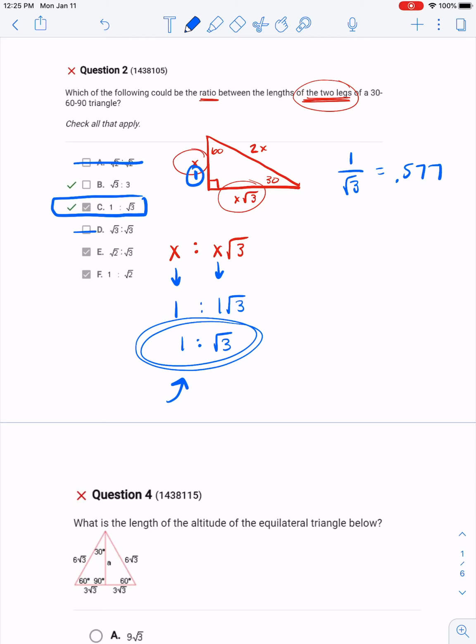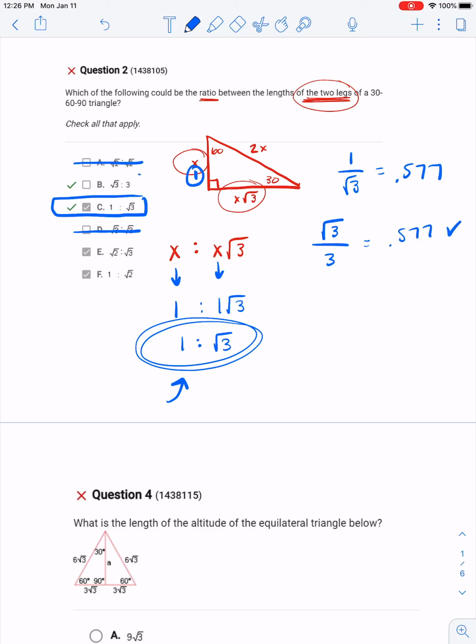And then I also see this one, D, square root of 3 and square root of 3, I can eliminate that. They have to be different, okay? So now for B, I want to test, and I'm just going to do this in my calculator. Is the square root of 3 divided by 3 the same thing as this? Or when I divide it, do I get the same thing as that decimal?